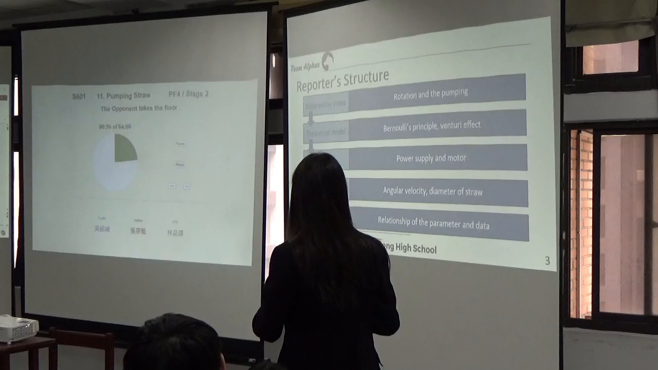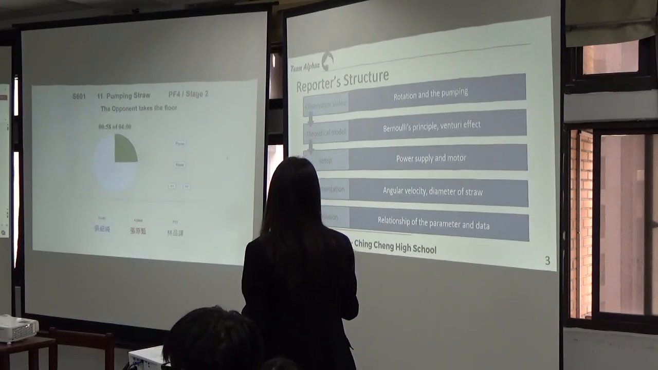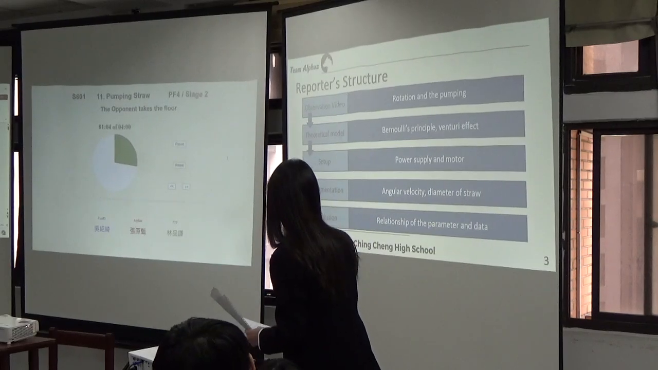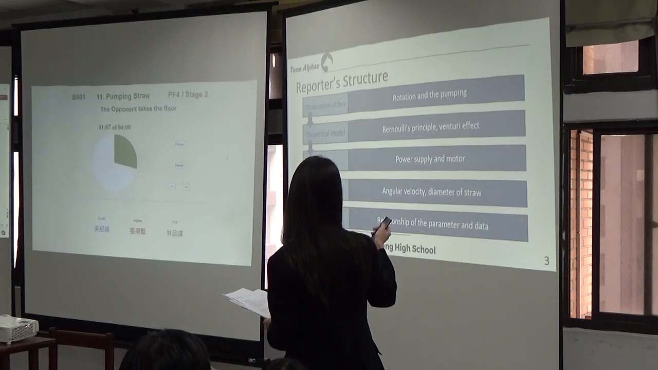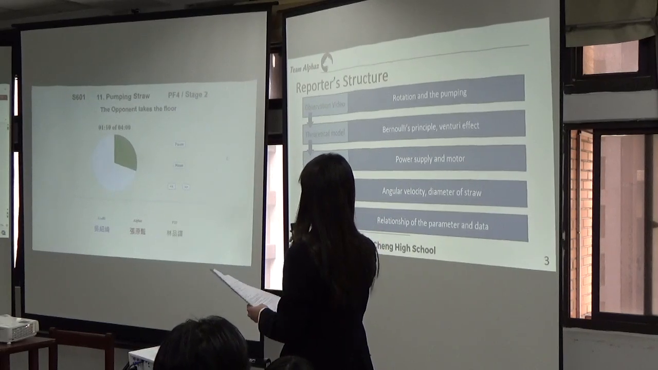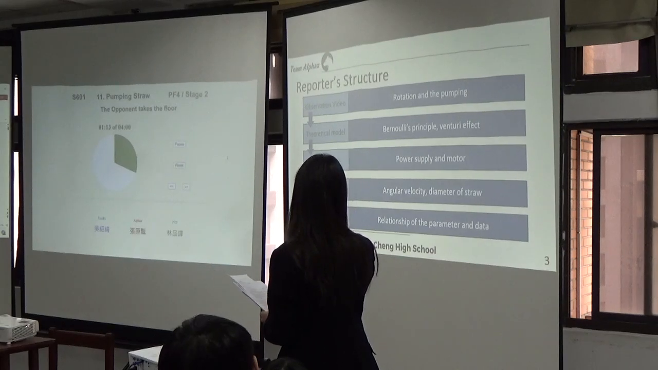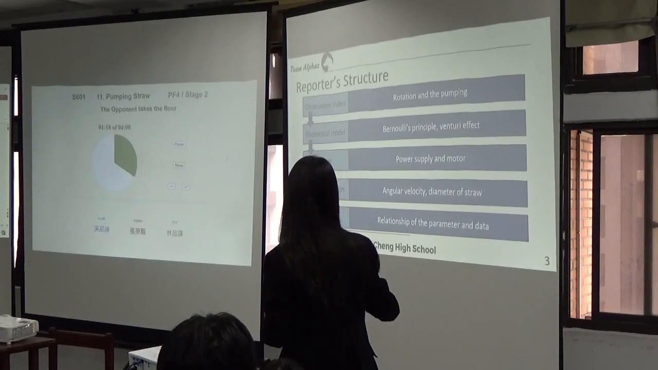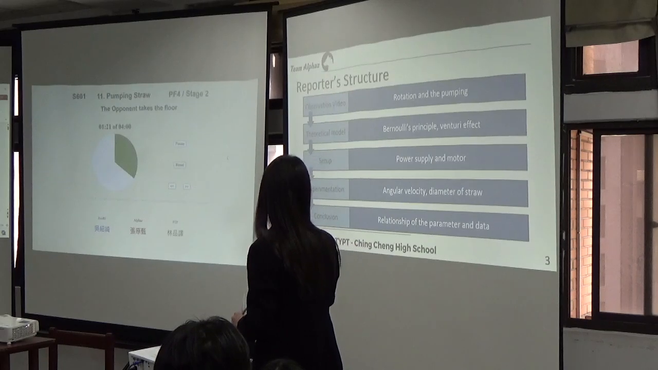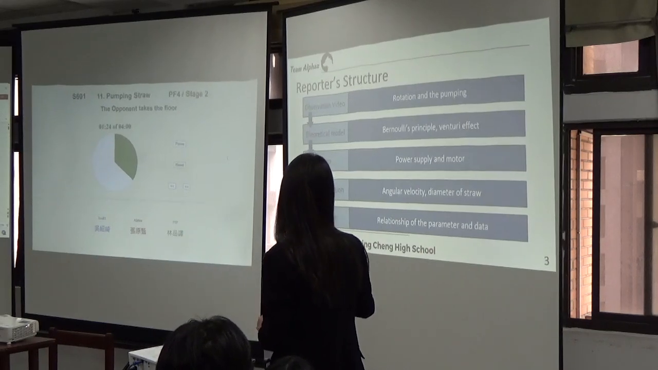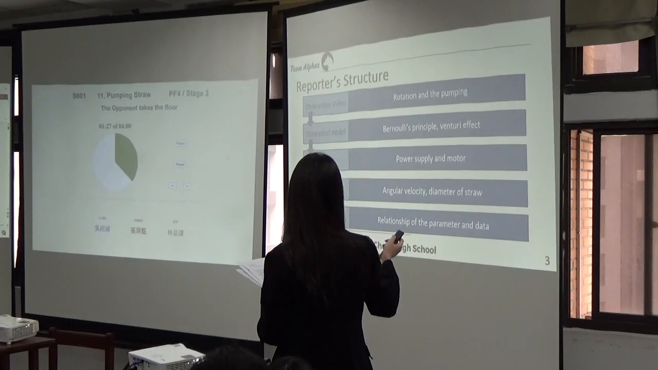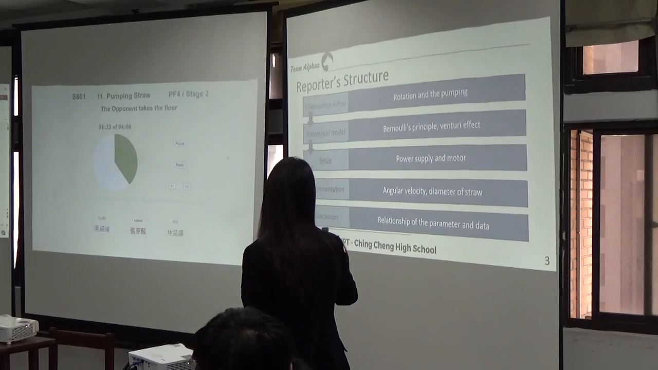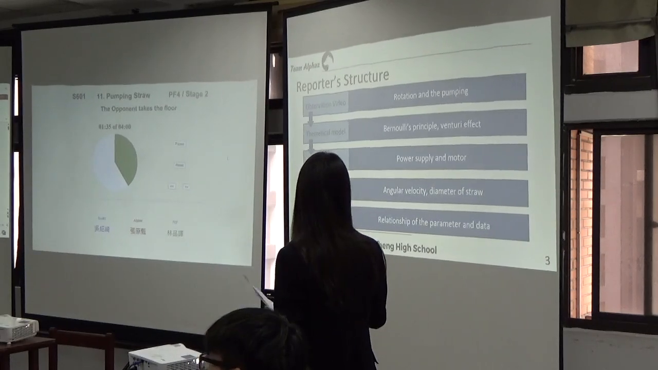This is the reporter's structure. For the observation video, they talk about the rotation and the pumping. For the theory model, they talk about Bernoulli's principle and the Venturi effect, and also the drag force, the air resistance, the centrifugal force and the gravity. For the setup, they use a power supply and motor. For experiments, they use the angular velocity, diameter of the straw, and the angle of the straw. For the conclusion, they also talk about the relation between the parameters and the data.